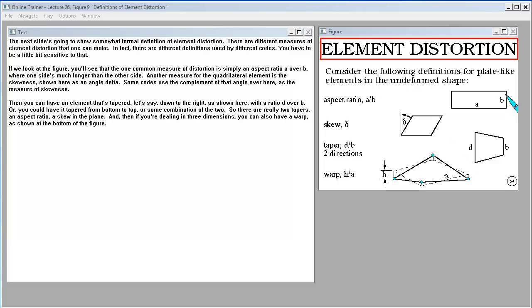Another measure for the quadrilateral element is the skewness, shown here as an angle delta. Some codes use the complement of that angle over here as the measure of skewness. Then you can have an element that's tapered, let's say down to the right as shown here, with the ratio D over B, or you could have it tapered from bottom to top, or some combination of the two. So there are really 2 tapers, an aspect ratio, a skew in the plane, and then if you're dealing in 3 dimensions, you can also have a warp as shown at the bottom of the figure.